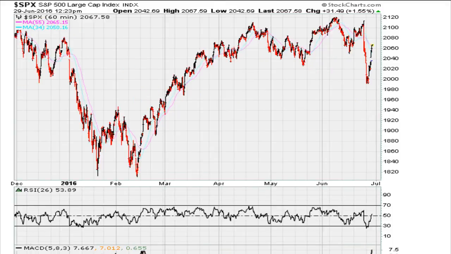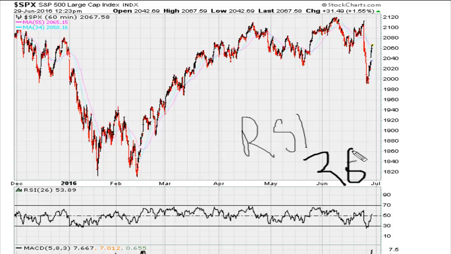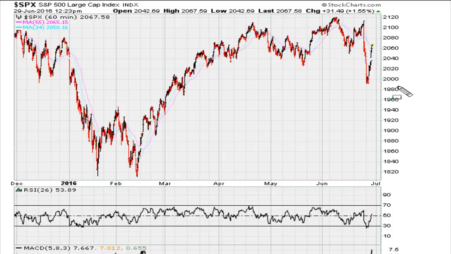And what we have here is the S&P 500 hourly chart, and I've gone back to my RSI setting of 26. I don't want to confuse you. You can keep the RSI setting at 26 on the hourly if you want, and I usually do. I was just using 14 to illustrate a point, so I don't want to confuse you. The RSI setting for the hourly is 26.